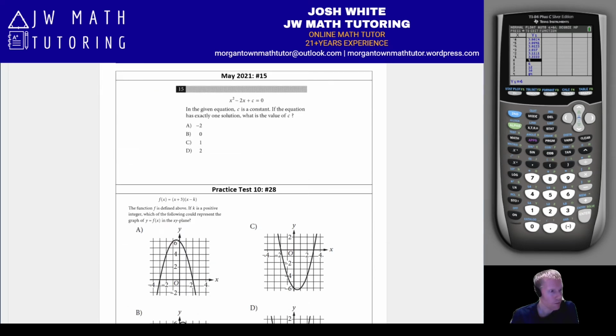Now we have one problem from the May 2021 QAS. This is problem number 15. It's basically a quadratic equation that you have here, and C is some number. And it says that it has exactly one solution, so what's the value of C? So all you need to do to figure this out is just graph the possible answer choices. So I'm going to graph x squared minus 2x, and then starting with the first answer choice, minus 2.